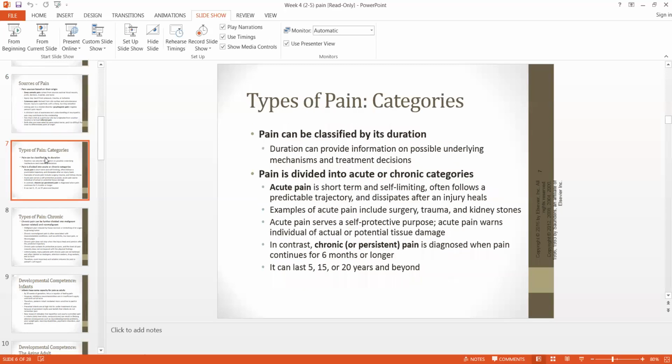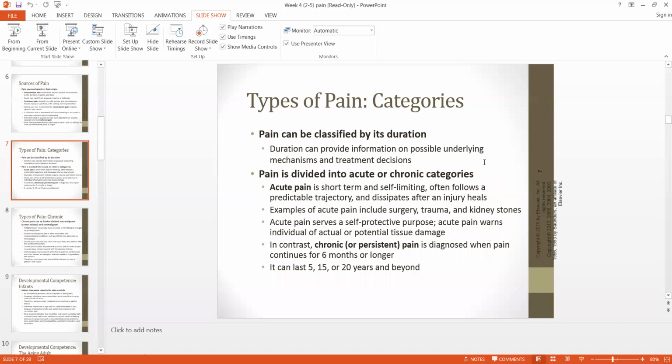So we have those types of pain, and now we have categories, and lots of different words are being used. But a category is really talking about the duration and the immediacy of the pain. So we have acute pain, we have chronic pain. Acute is short term, and we think it's self-limiting, that when what's causing the pain is gone, then the pain's going to be gone. So it's short term.